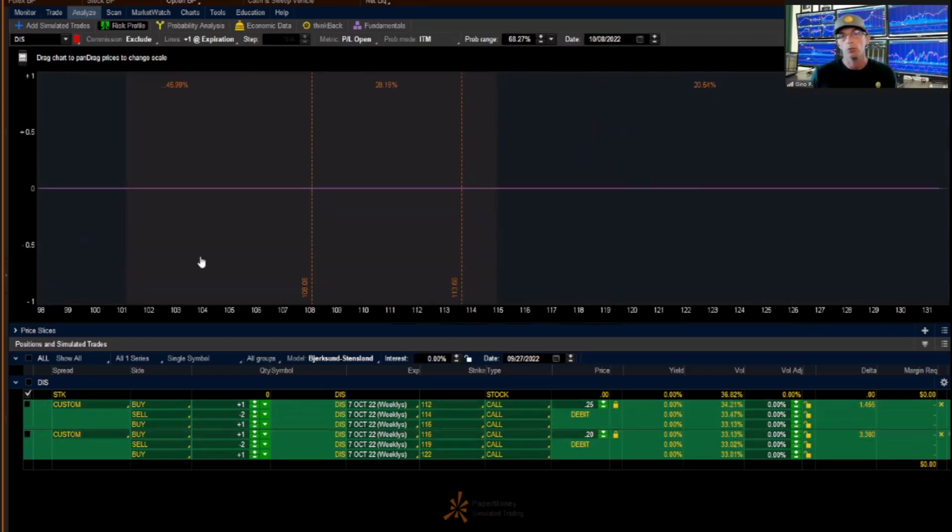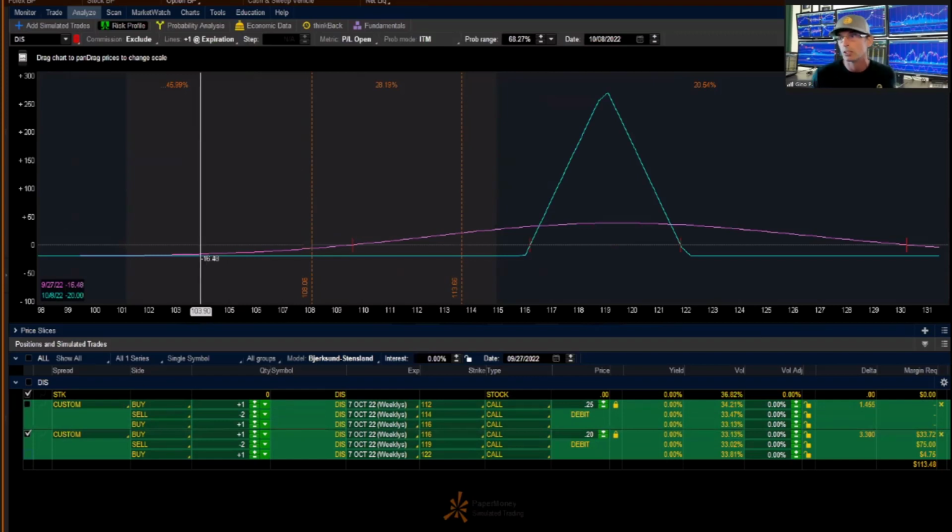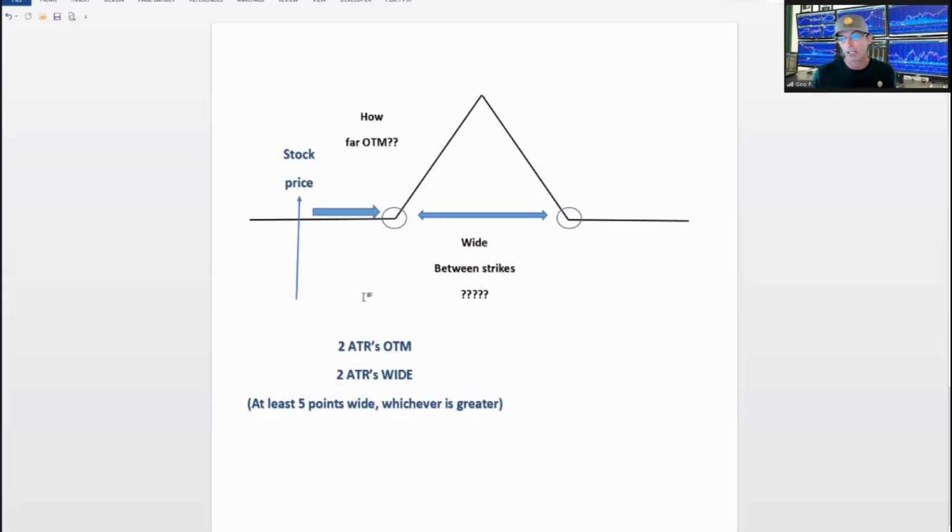So save time, 2 ATR rule, at least 5 points wide, 2 ATRs out of the money. Let me give you a snapshot of what that looks like again. How far out of the money? 2 ATRs. How wide? 2 ATRs, and always 5 points wide.